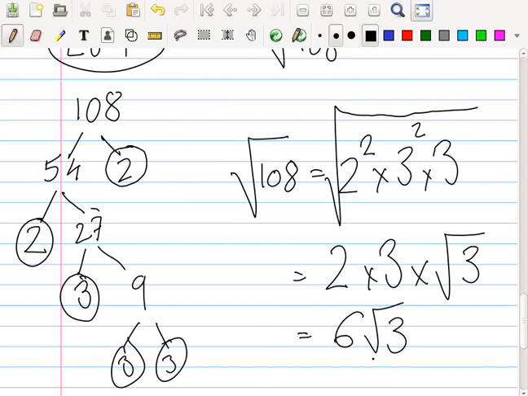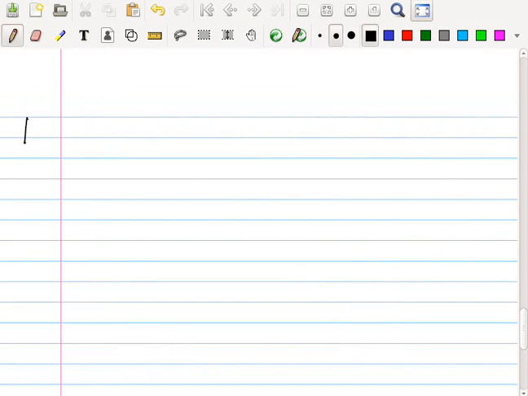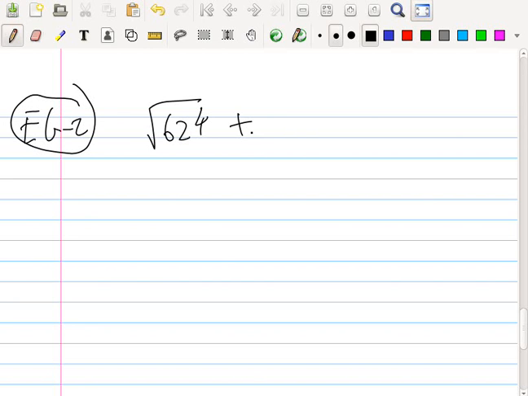Looks like you all got that. So next example now. Example 2. You have root 624 plus root 39. And once again, the prime factor theorem is what we need to help us simplify this.